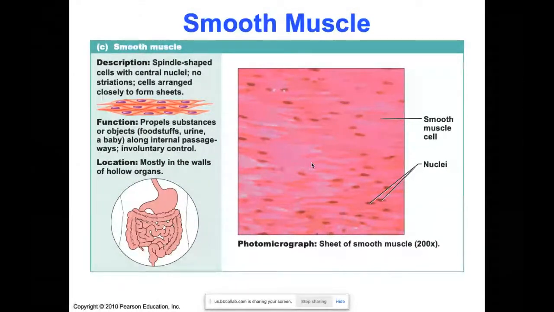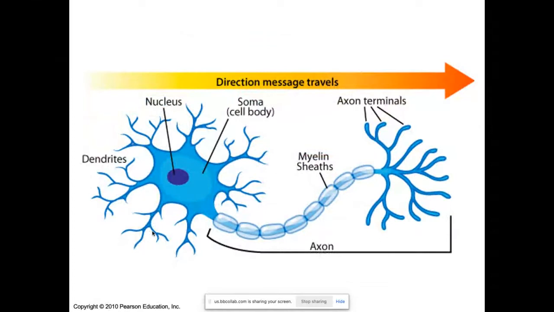You're going to find these around the arteries. You're going to find these in the uterus. You're going to find these in the small intestine, the large intestine, the trachea, things that are found in the walls of organs that you can't consciously control. Okay? And the last type of tissue is going to be neurons, right?